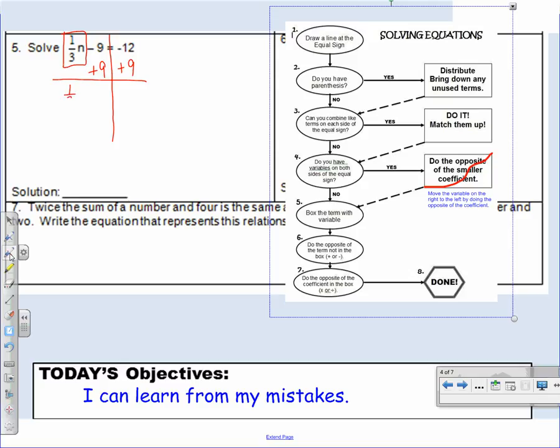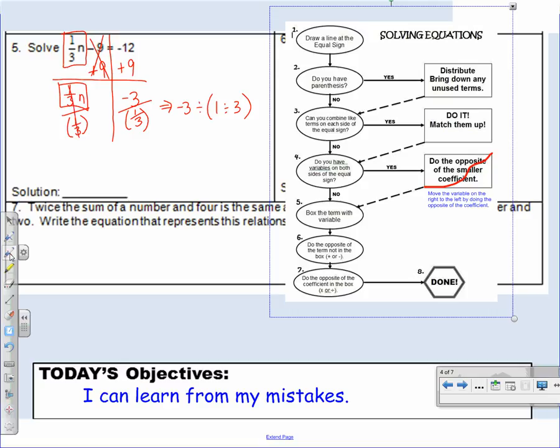We're still left with a 1/3 n in our box. Negative 9 plus 9 is 0. Negative 12 plus 9 is a negative 3. Do the opposite of the coefficient in the box. This is 1/3 times n, so we're going to divide by 1/3. When you type it into your calculator, make sure you put the 1/3 in parentheses. So in your calculator, you'll do negative 3 divided by, open parenthesis, 1 divided by 3, close the parenthesis.